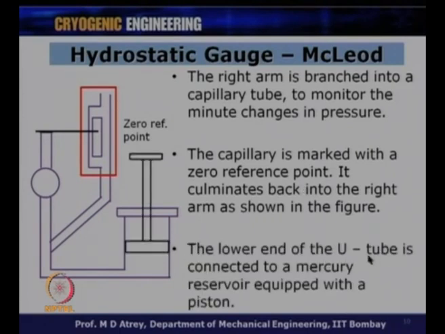Now, the lower end of the U tube is connected to a mercury reservoir equipped with a piston. So, this lower end will have mercury, and this is connected to some kind of reservoir where the piston moves up and down. So that this piston motion up and down will control the motion of the mercury in and out of this device or this gauge. This is actually our gauge, while this piston will basically see that mercury is going up or down. So, with the motion of this piston you can monitor the filling and emptying of this U tube.